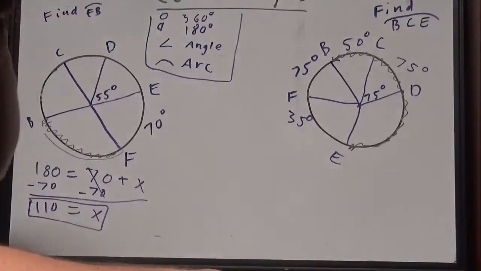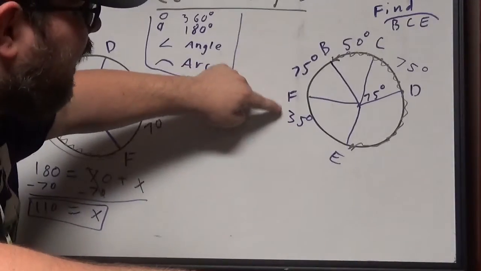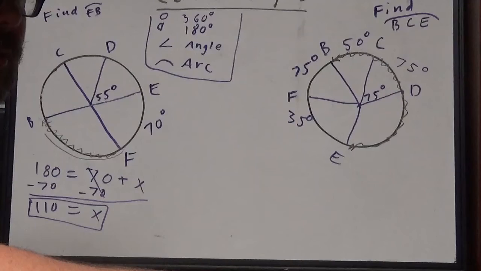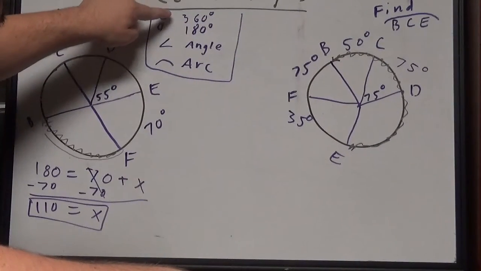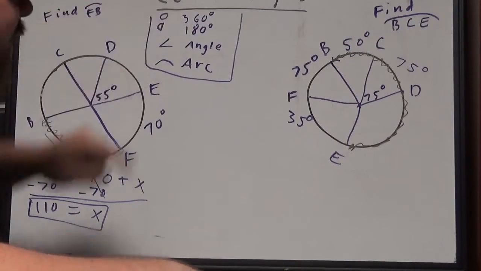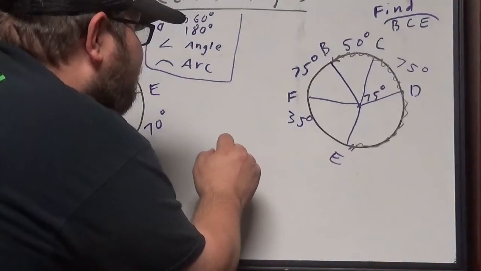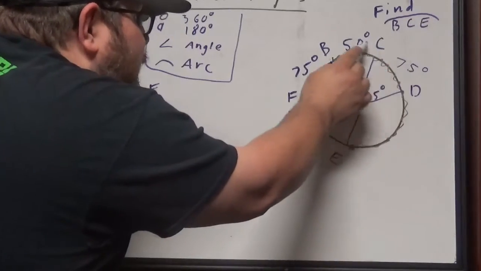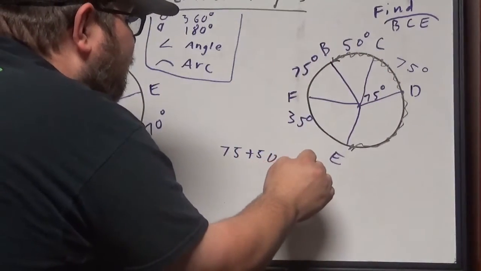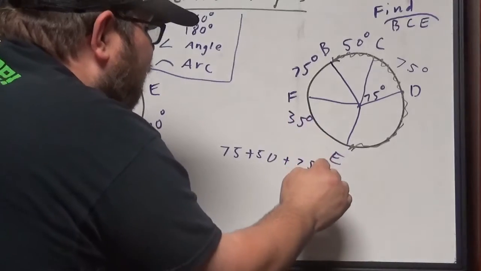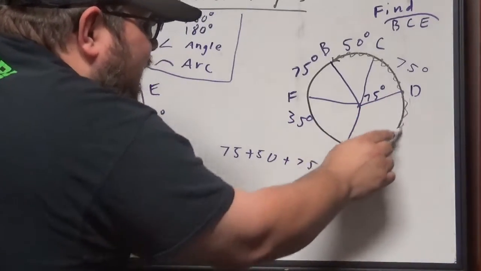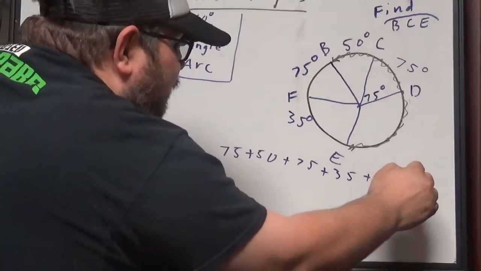Now, fortunately, they give us the measurement of every other segment of the entire circle. How many degrees are in the entire circle? 360. So I'm going to do 75 plus 50 plus 75 plus 35 plus X, where X is DE, equals 360.